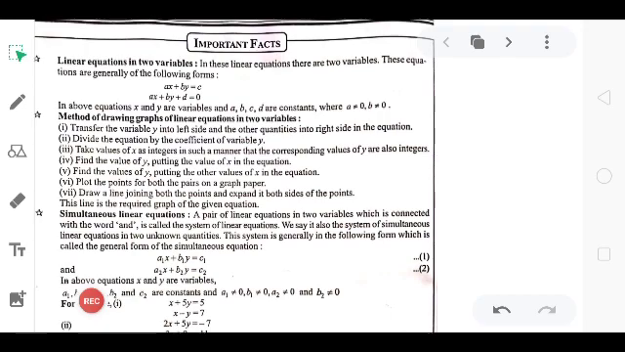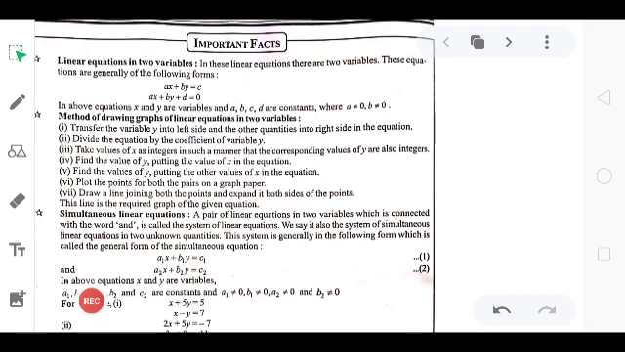You can see some examples. Linear equation in two variables: ax plus by equal to c, ax plus by plus d equal to 0. Here a, b, c, d, whatever is given, are integers. They are also known as constant numbers, but x and y are variables. Okay.